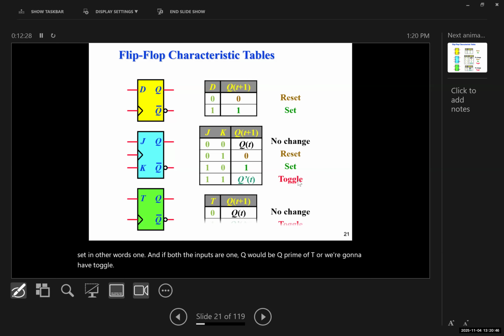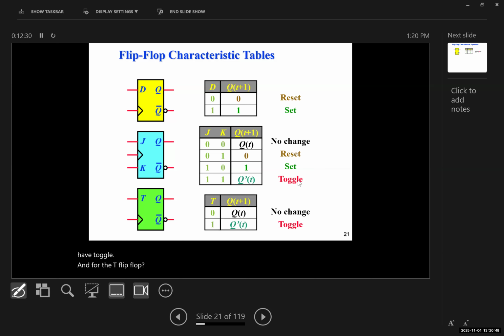And for the T flip-flop, if T is 0, Q(t+1) would be Q(t). In other words, we're going to have no change. And if T is 1, the output would be flipped or inverted. In other words, Q(t+1) would be Q prime of t. So these are the 3 main flip-flops that we have.